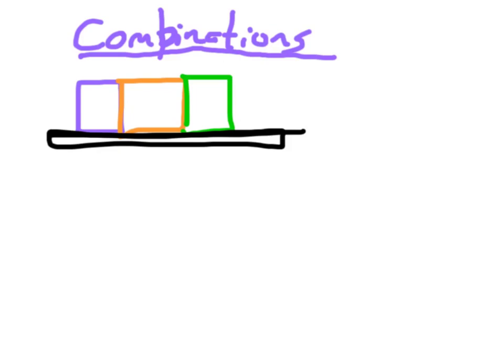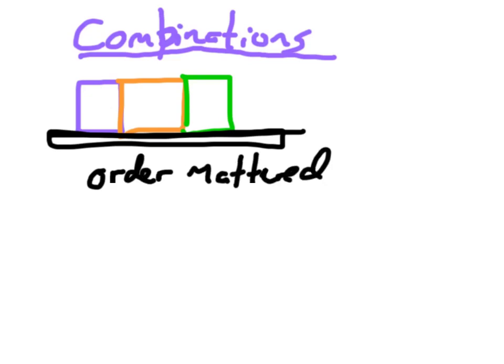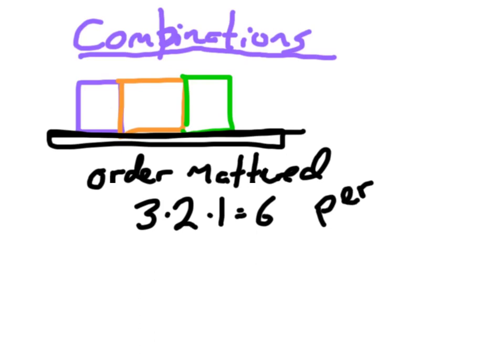It would matter, and we came up with 3 times 2 times 1 before. This was when order mattered. We had 3 times 2 times 1, which equals 6. We could rearrange those 3 books 6 different ways, and that was the permutations. P-E-R-M-U-T-A-T-I-O-N. So those were permutations.